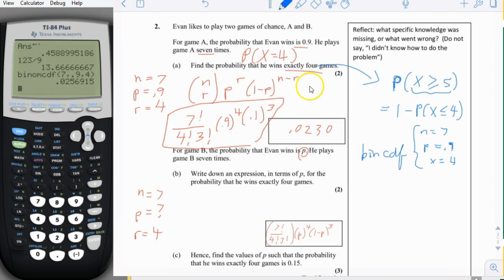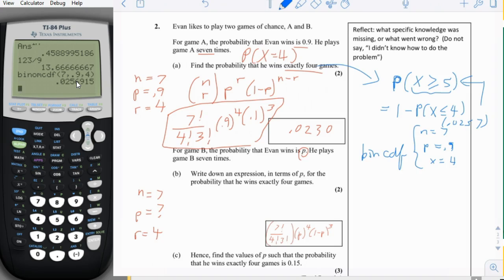So wins 0 games, wins 1 game, wins 2 games, wins 3 games, wins 4 games. It adds up each one of these. It adds it up for r equals 0, r equals 1, r equals 2, r equals 3, r equals 4. It adds them all up, and that's what Binomial Cdf does. And that gives us this number, 0.0257. And then we're going to take this 0.0257, and subtract it from 1, and that'll give us this probability indirectly. You see, so we need to take 1 minus 0.0257, and then we'll get the probability that x is greater than or equal to 5.